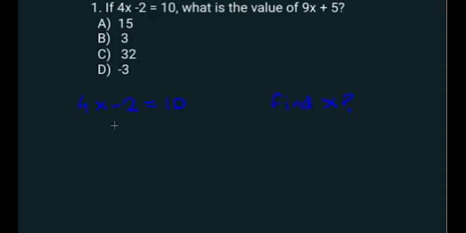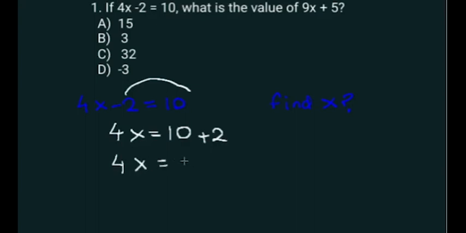So all we have to do here is to bring the 2 over to the right hand side, and we will change the sign. So the negative 2 becomes positive 2, and we will get a total of plus 12 on the right hand side. Now we need to just get x only, so let's divide both sides by the coefficient of x, which is 4. So 4 over 4 is 1, and 12 over 4 will give a result of 3. So x is equal to 3. So this is the first part.